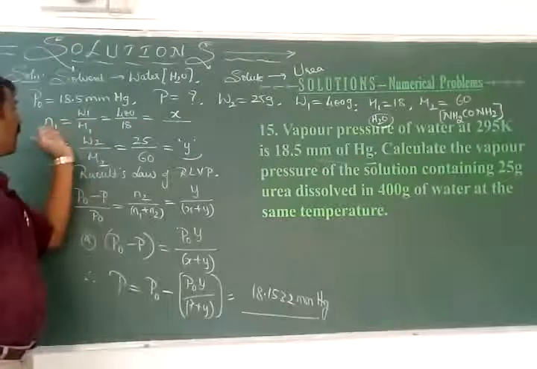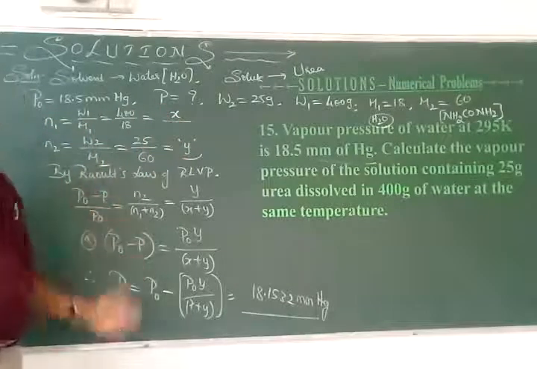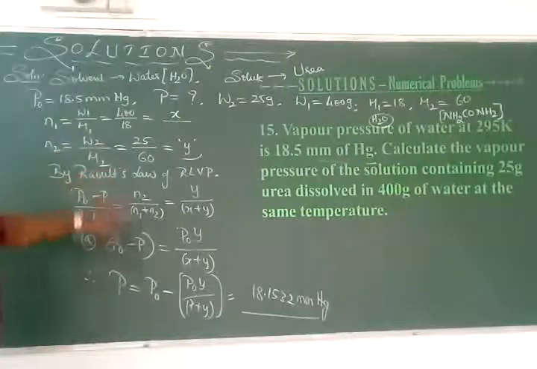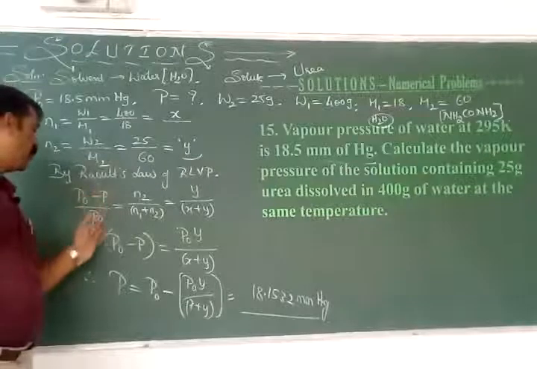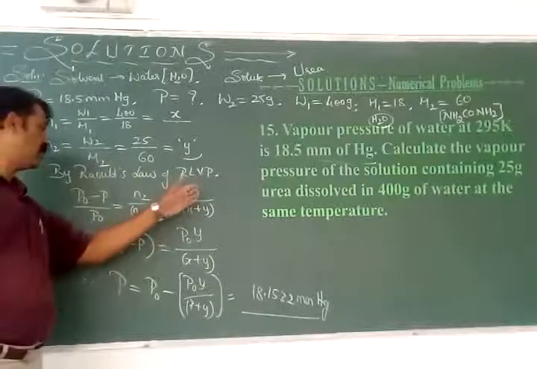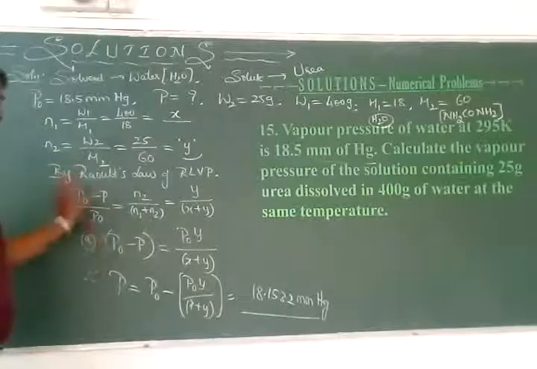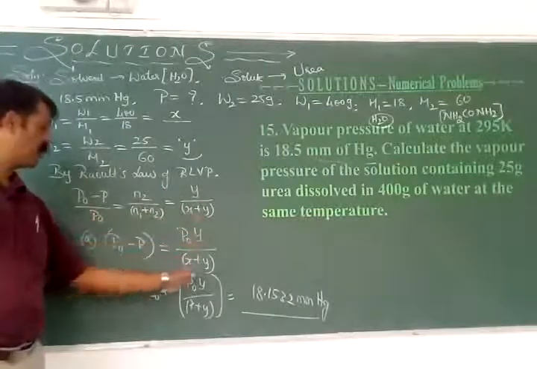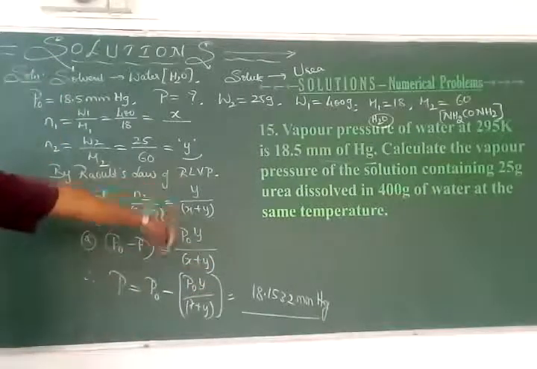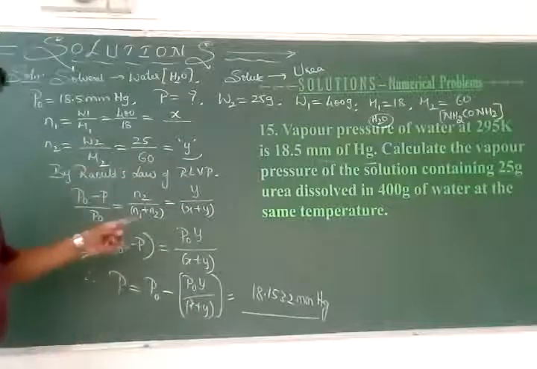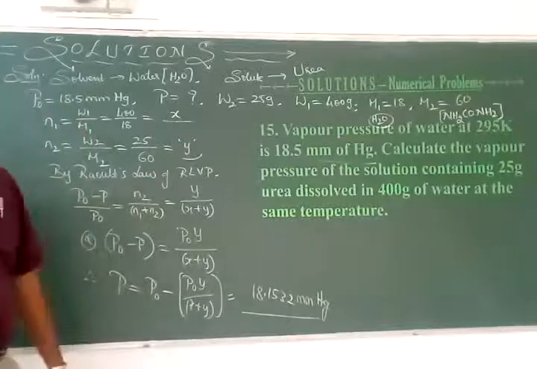So on simplification, N1 is going to be X moles and N2 is equal to Y moles. Then applying the same law here, Raoult's law, the RLVP, relative lowering of vapor pressure, such that P naught minus P divided by P naught is equal to N2 divided by N1 plus N2, that is equal to Y divided by X plus Y. Therefore P naught minus P is equal to P naught into Y divided by X plus Y, or P is equal to P naught minus P naught Y divided by X plus Y. So substitute and get the final answer, and that answer is going to be 18.1532 in terms of millimeter of mercury.